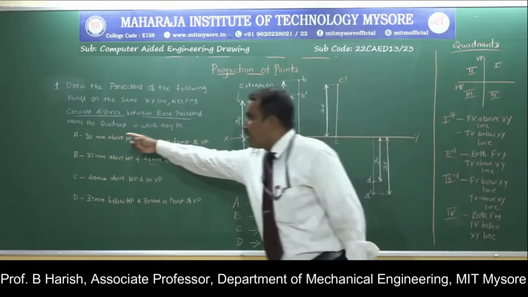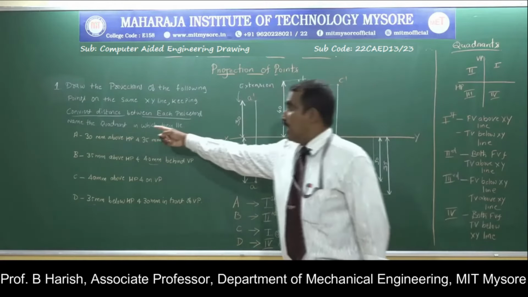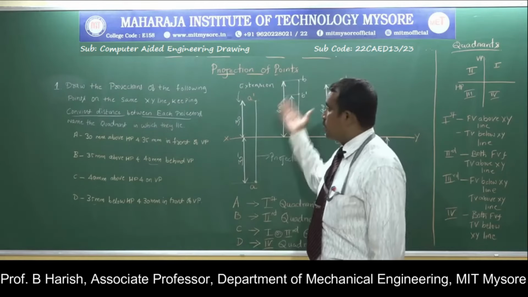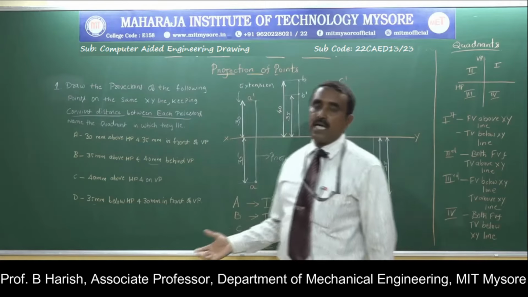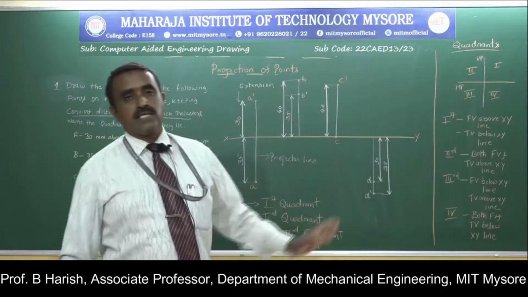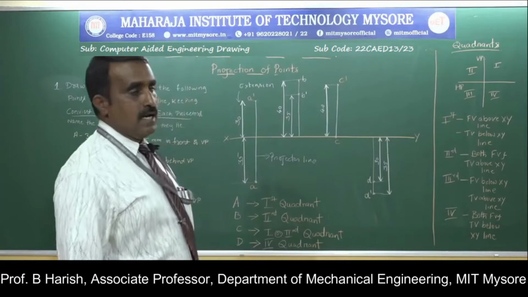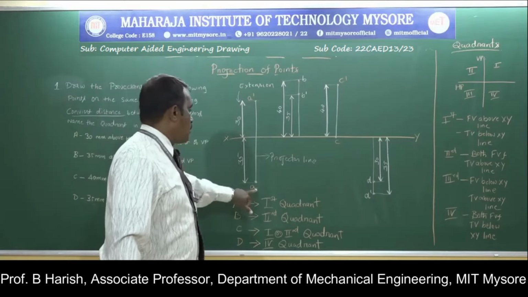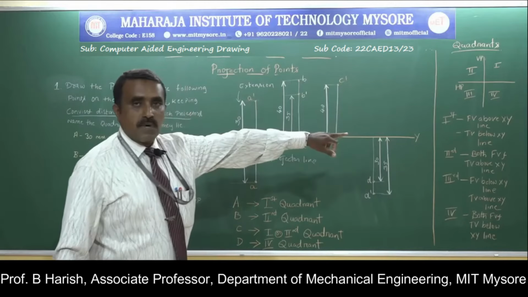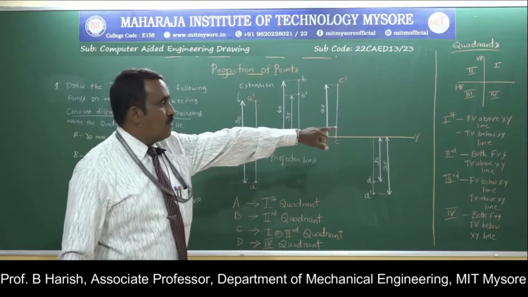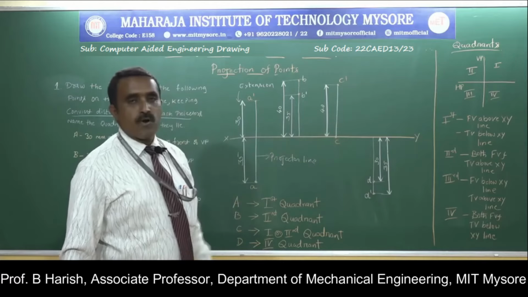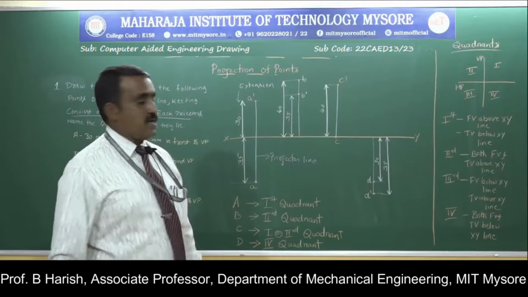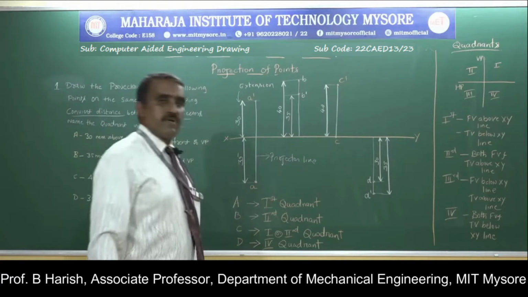Now one more thing that is left out is to name the quadrants in which they lie. Once you draw the projections, the second part is that you have to name the quadrants. So 4 points are there, A, B, C and D. Look at point A. The front view is above and the top view is below the XY line. As per the convention, front view above XY line and top view below XY line, you can come to the conclusion that point A is in the first quadrant.